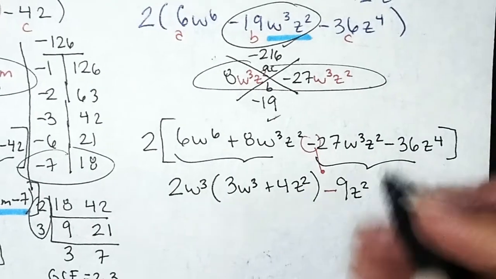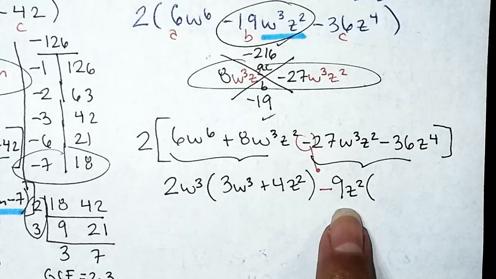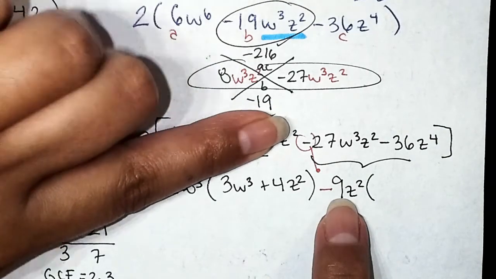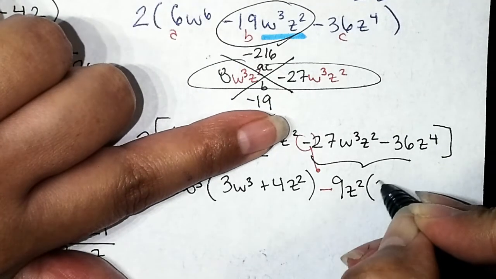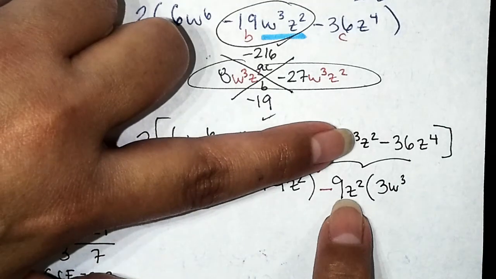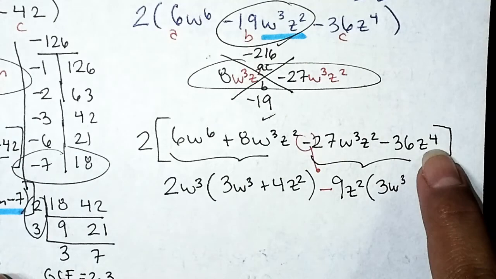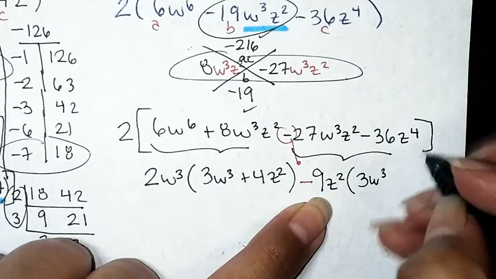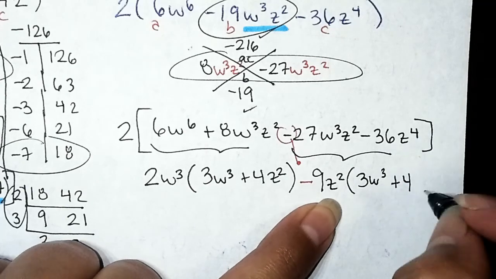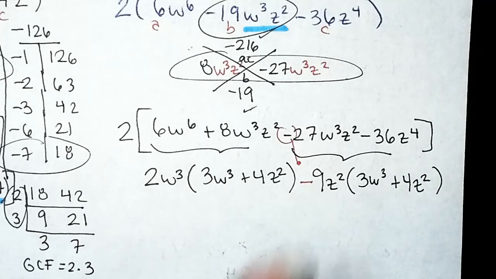Okay, so let's see what we're left with when we factor out the GCF from the second group. First term over common factor, that will leave us with 3w cubed and the z squares cancel. Second term over common factor, that will leave us with 4 and the quotient of the z's will leave us with z squared.